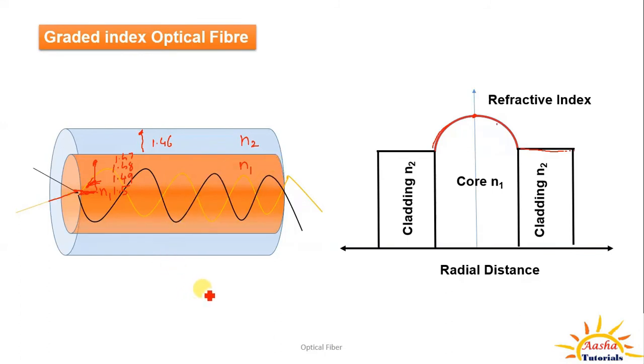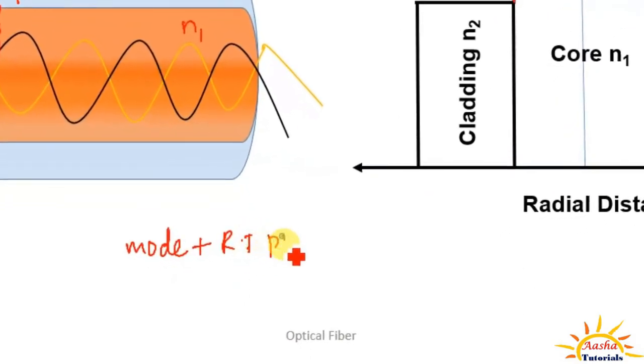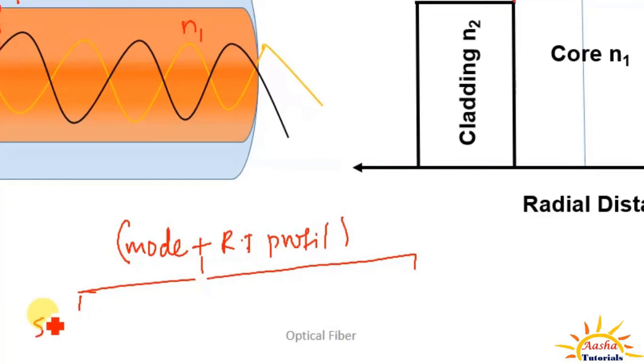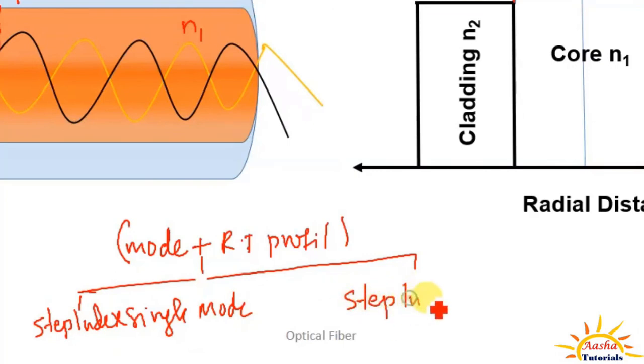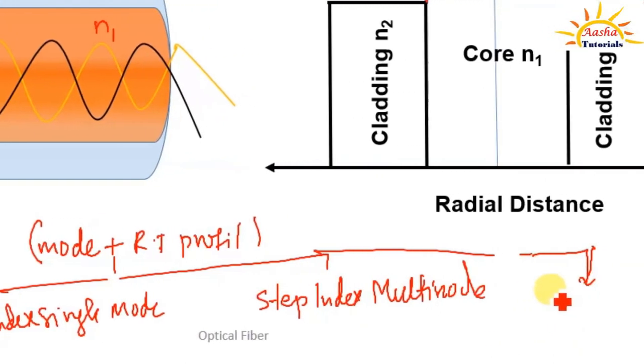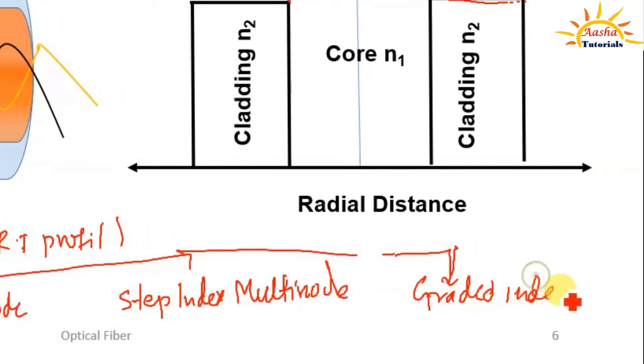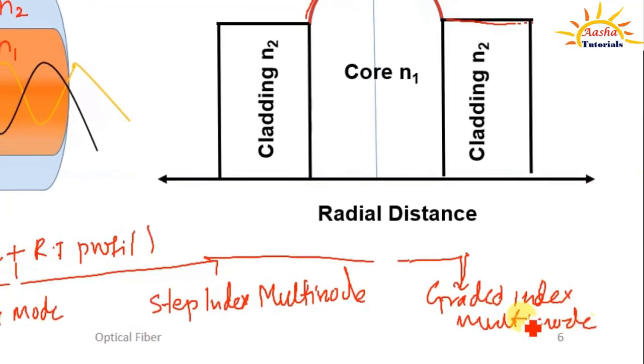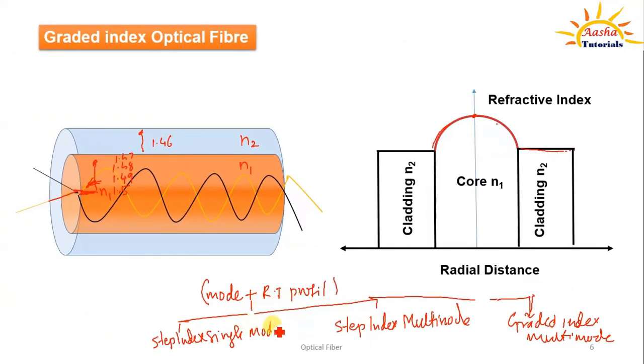Some may also classify optical fibers by combining the mode and the refractive index profile. By combining these two criteria, we can classify optical fiber in three different ways. We can say step index single mode optical fiber. By combining these two, we may have step index multimode optical fibers, and the third type will be graded index multimode optical fibers. So by combining these two parameters, one may classify optical fibers in these three categories. And whatever we discussed just now, you can combine those features in explaining these particular types of optical fiber.